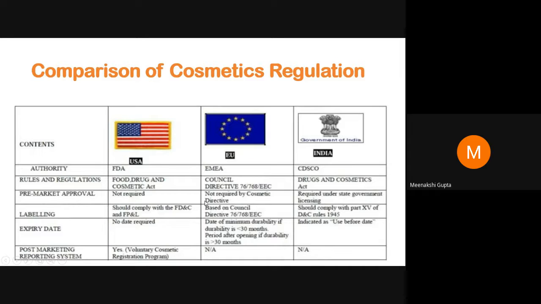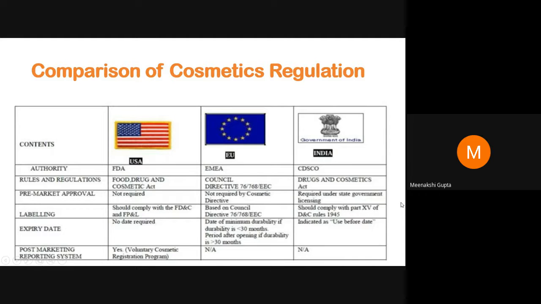Okay, next we'll discuss the comparison between three different regions, that is USA, the European Union, and India. So, the comparison of cosmetic regulation. In this slide you can see the authority providing cosmetic regulation in USA is the FDA, in the European Union it is EMEA, and in India, CDSCO. The rules and regulations are framed by the Food, Drug and Cosmetic Act in USA, Council Directive 76/768/EEC in the European Union, and for India, the regulation is provided under the Drug and Cosmetic Act.